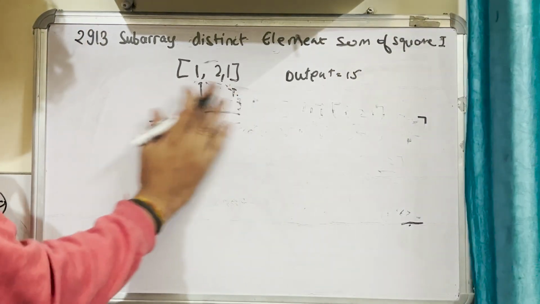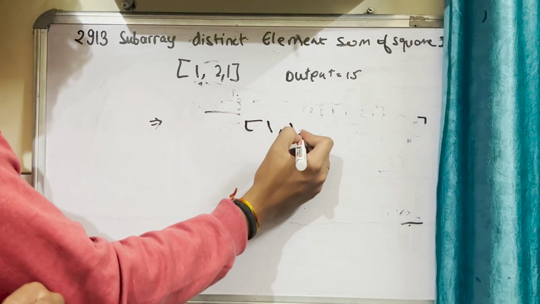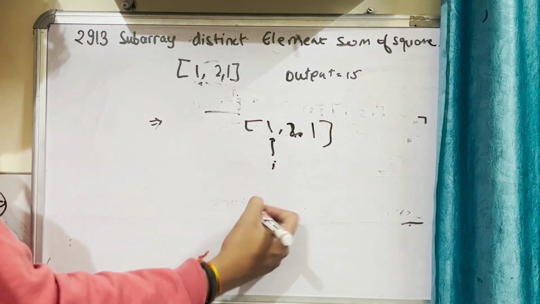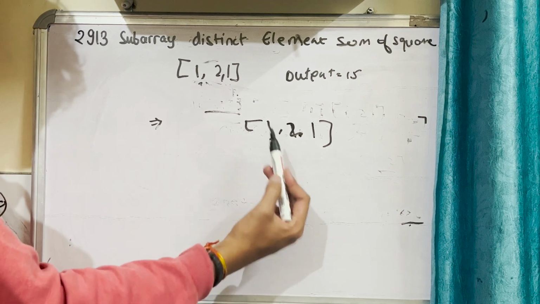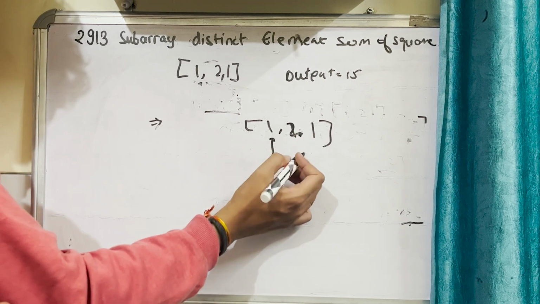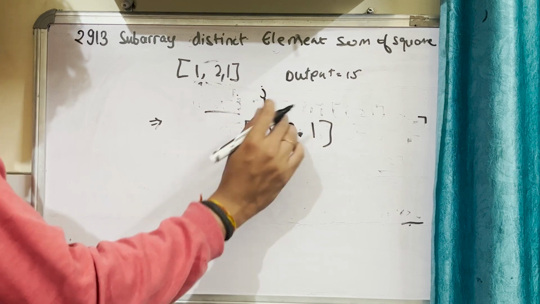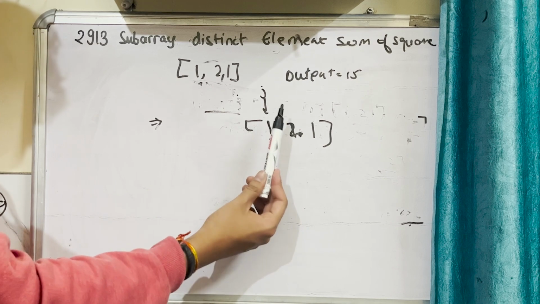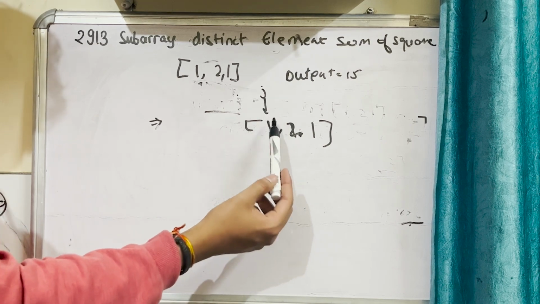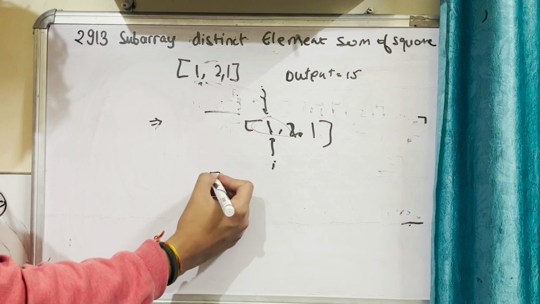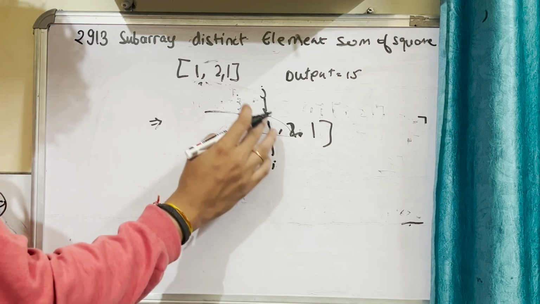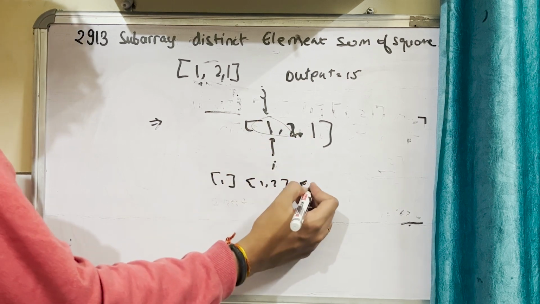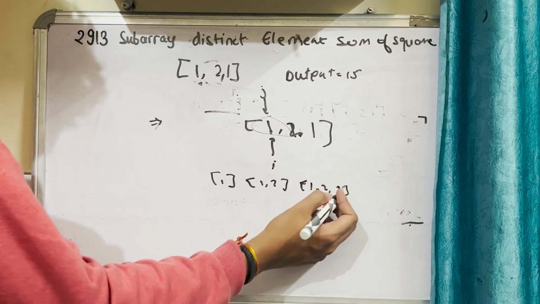So if you have this subarray, you can just put a pointer here, and from i to n you can run another pointer j, which will create a subarray. For example, if you run a pointer from i and insert the first element, it will be just 1. Then if you insert this element, it will be 1, 2. If you insert this element, it will be 1, 2, 3, then 1, 2, 1.